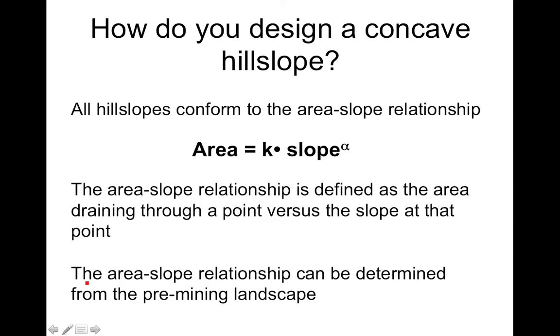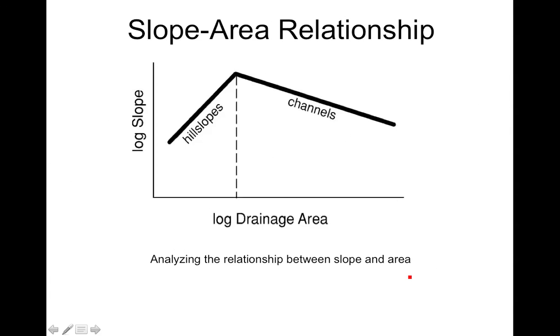And you can actually look at the natural landscapes to look at their area slope relationships if you want to design a landscape that looks like the surrounding landscape, right? So measure the surrounding landscape, look at its area slope relationships, and then maybe design your mining landscape to have a similar one, or design one that you think will look good or do the job for you.